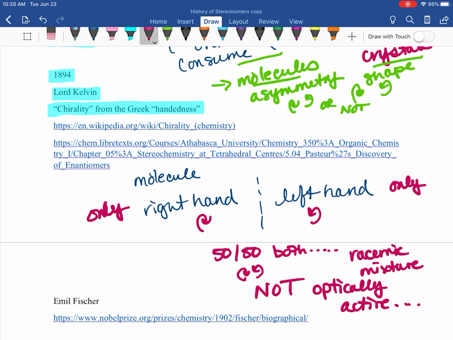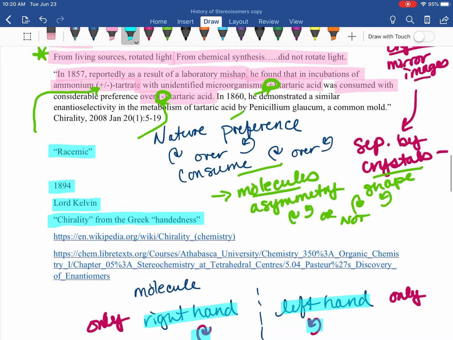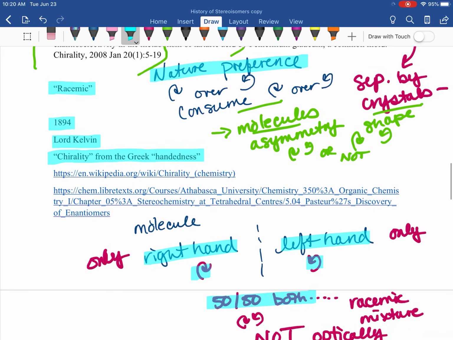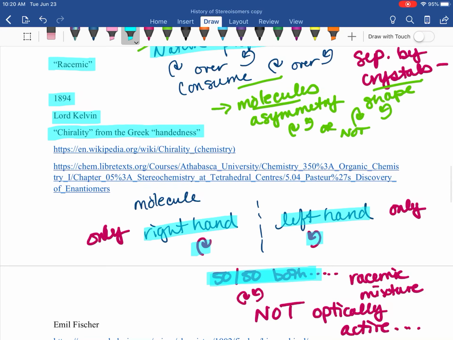Okay, so this is going to be a big vocab that we're going to use quite a bit. You have to actually have only the right hand and you can rotate light one direction. Only the left hand gives you the other direction. But if you have an even mixture of both, now it's not optically active. So this actually explains a little bit. It turns out that Mother Nature will really prefer one over the other. So when something comes from nature, it can rotate light. And then if you make it in the lab, you're going to get an even mixture of both, and that does not rotate light.